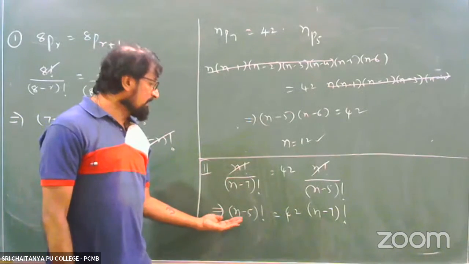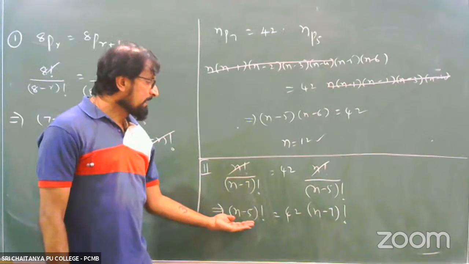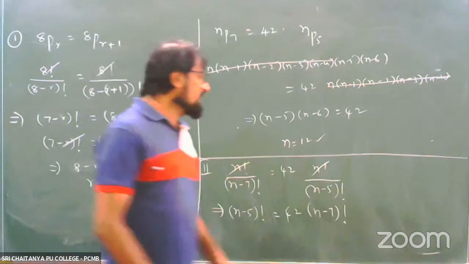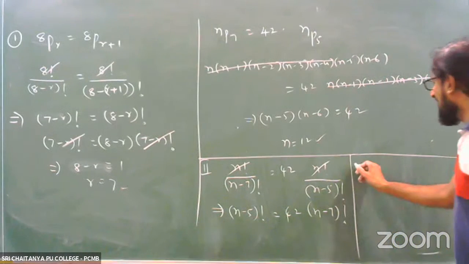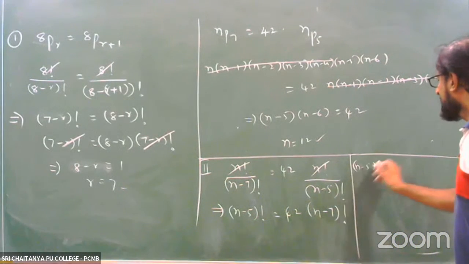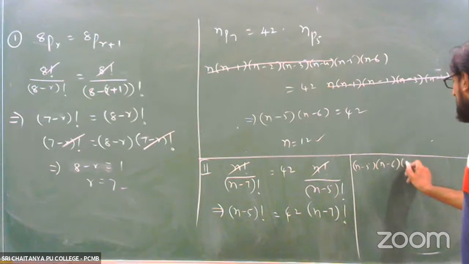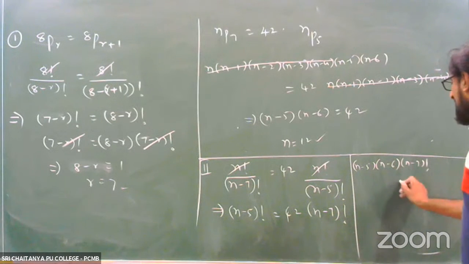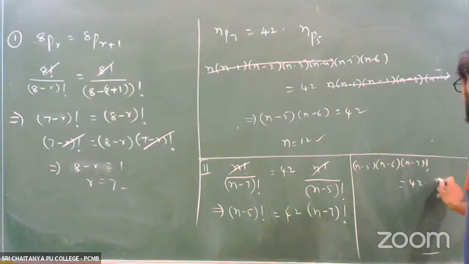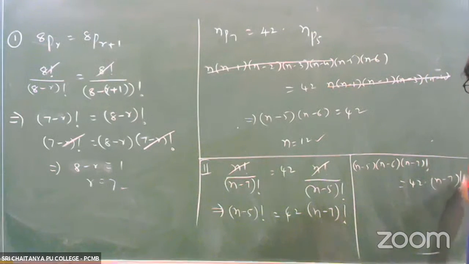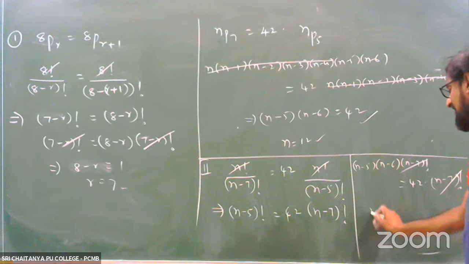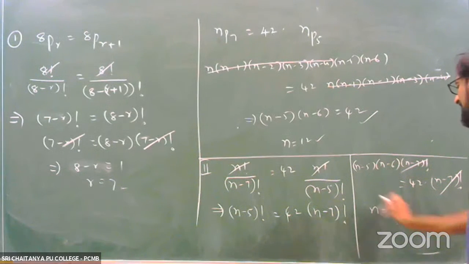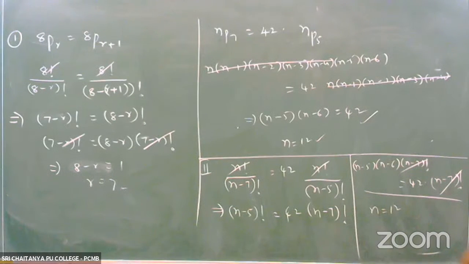Right? So 12 minus 5 factorial. Okay, that means see here, observe, N minus 5 factorial can be written as N minus 5 into N minus 6 into N minus 7 factorial is equal to 42 times of N minus 7 factorial. Both sides get cancelled. Again, you are going to get the same and put N is equal to 12. Okay, easily you can copy this one.